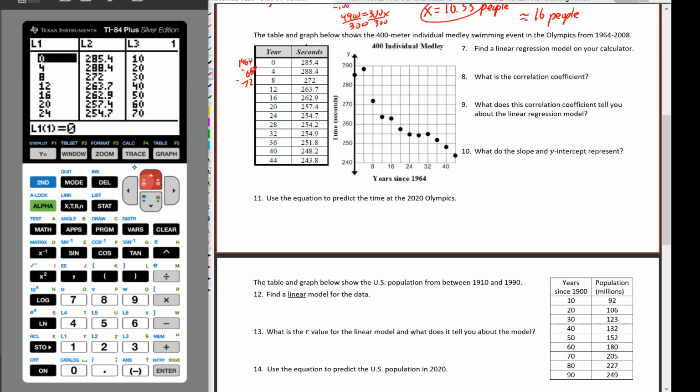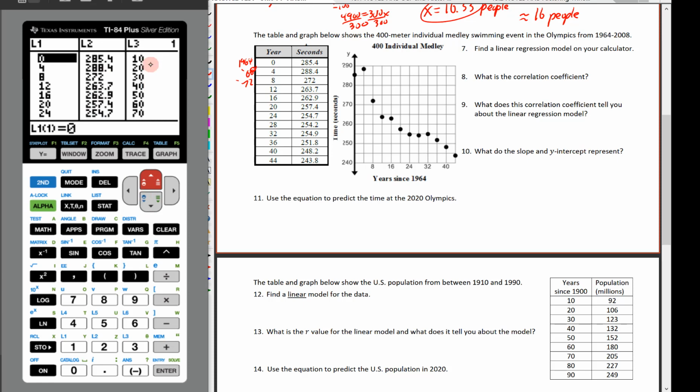So you'll notice that I've got year 0, and then I've got the 285.4, and this is seconds, so it'd be, what do we got there, a little bit more than 4 minutes or so. And then the times continue to go down. Now, I did double check and make sure that all of these were in there the right way. And we won't worry about L3 and L4 here for just a second.